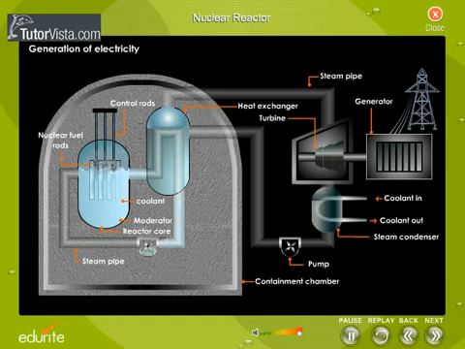The water, which is the moderator and the coolant, is radioactive and hence it cannot leave the containment chamber. Its heat is transferred to non-radioactive water in the heat exchanger. The metallic pipes conduct heat from the moderator to the normal water and convert normal water into steam. This steam moves the turbine. The turbine in turn moves the coil of the generator to produce electricity.